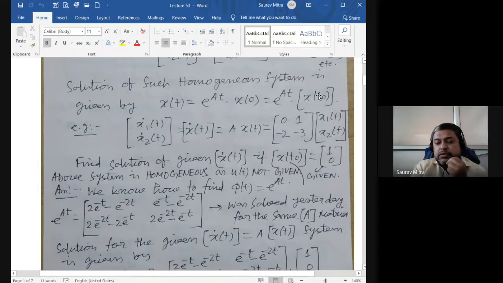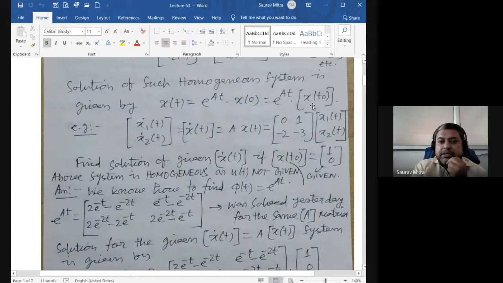For the 2 cross 2, take its left number, 2, and for the next one, which is 2 cross 1, take its right number. That will be the dimension of the output matrix. Again, I'll repeat: e raised to At is a 2 cross 2, so take its left number, 2, and x(0) is 2 cross 1, so take its right number, 1.